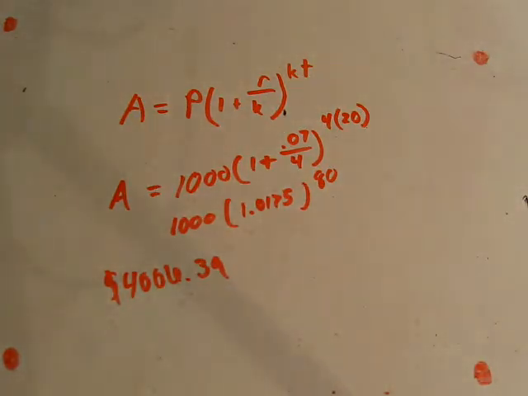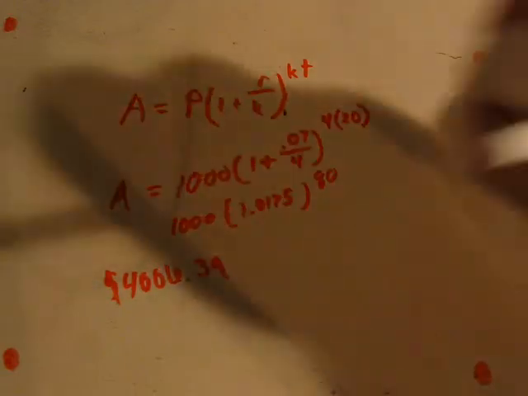So if you put in $1,000 at a 7% interest rate compounded 4 times a year, and you check back after 20 years, it will be $4,006.39. If you're given an account that compounds continuously, continuously is pretty much infinite if you go down small enough. So there's a different method of doing it.